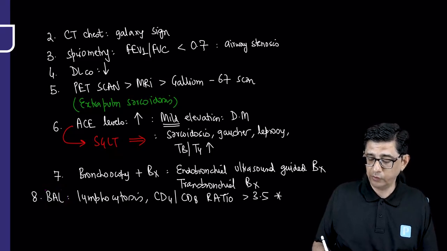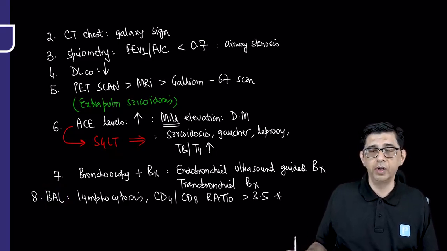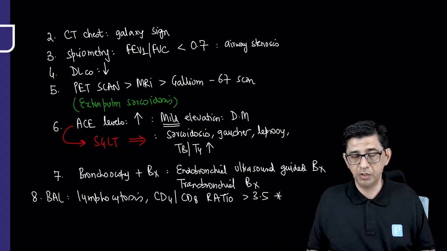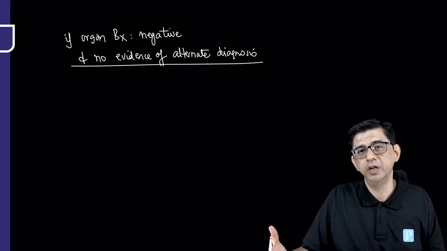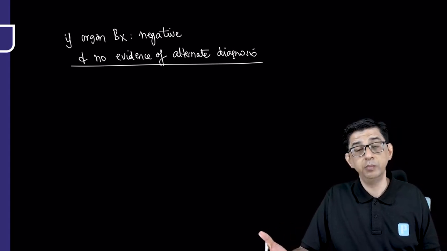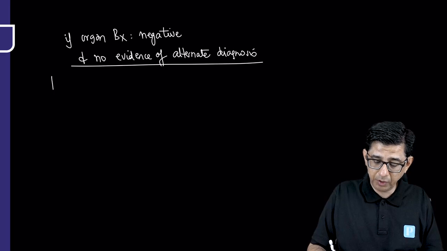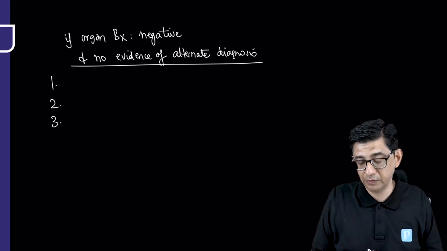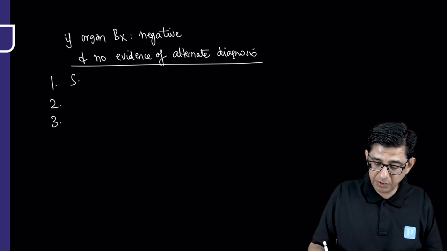BAL lymphocytosis and BAL CD4-CD8 count are tests which are to be used for diagnosis in those circumstances where biopsy is turning out to be inconclusive. So if there's no evidence of any alternative diagnosis and the organ biopsy is turning out to be negative, then let's make a note of the three tests that must be done, and all three should be positive for diagnosis of this condition. Well, the first one would be serum ACE levels.